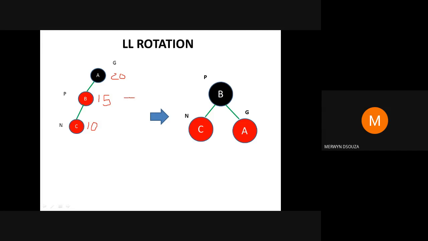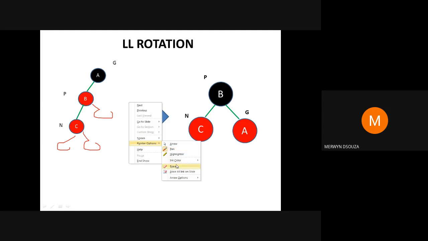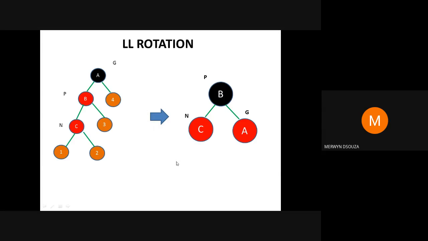Okay, so when we rotate it, what happens? 15 will come here. 20, which is greater than 15, goes on the right side, and 10, which is less than 15, goes on the left side. That is the way the rotation works. I'm just telling you how it actually makes sense. Basically, this is a simple version of LL rotation. We could have had more nodes attached to this. If there are more nodes attached, then the rotation will look something like this.